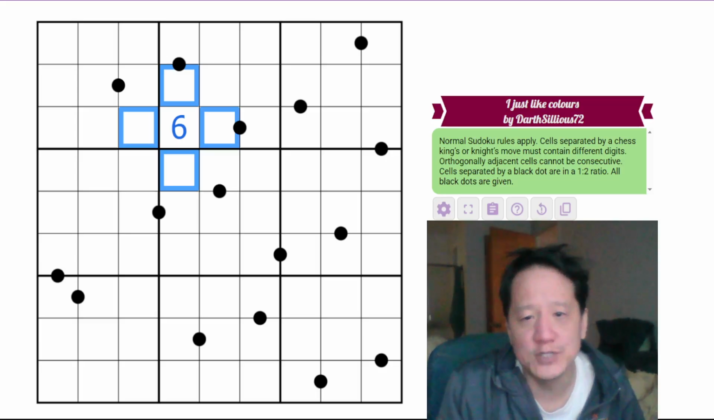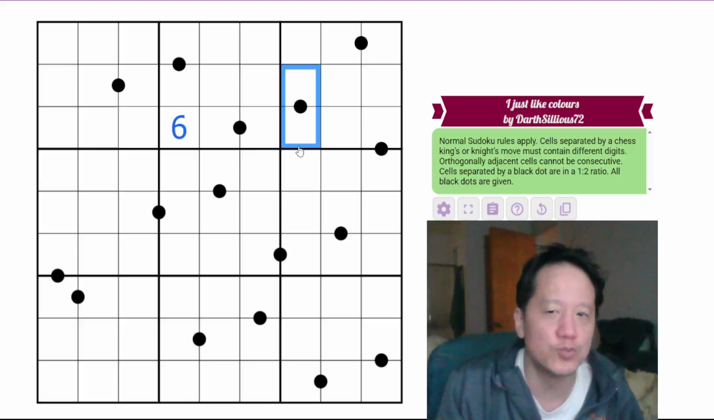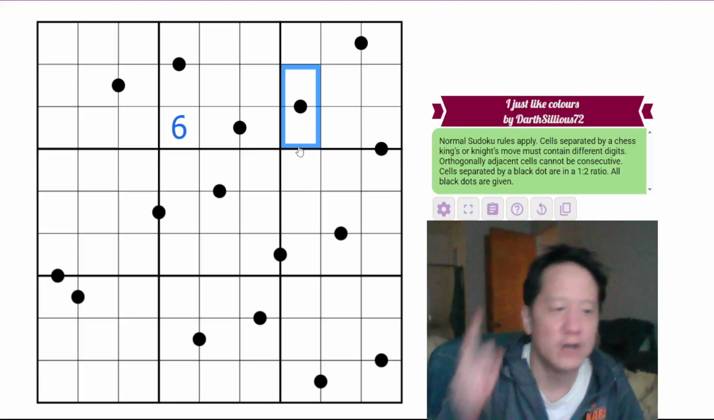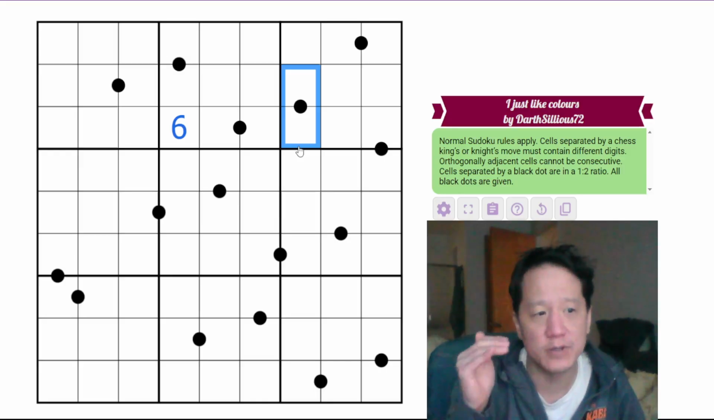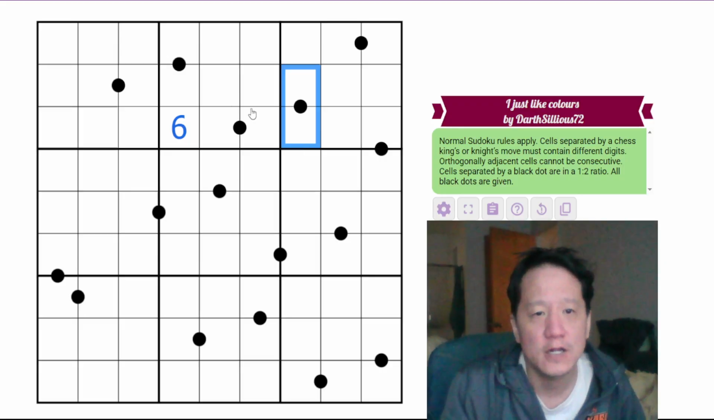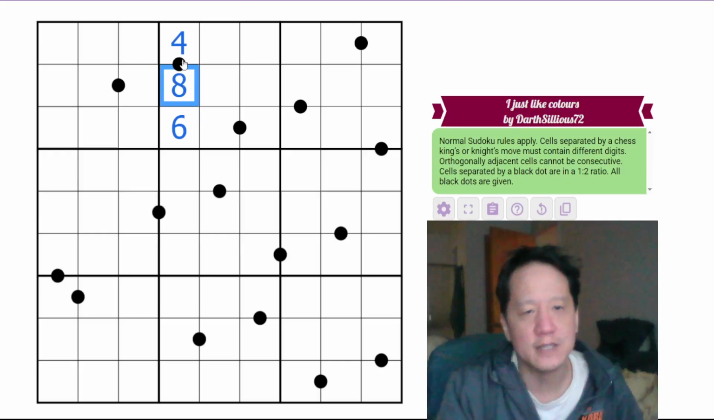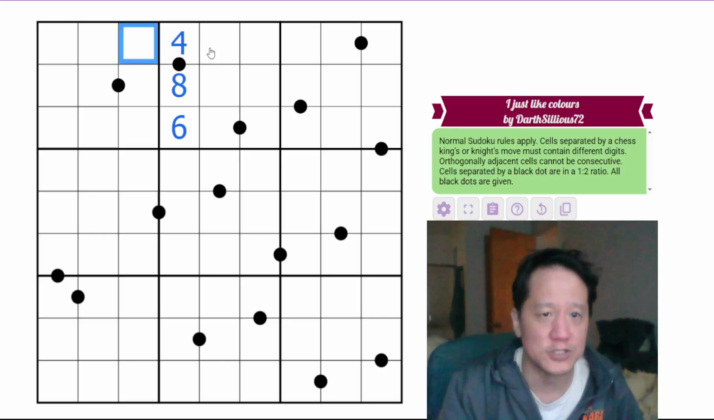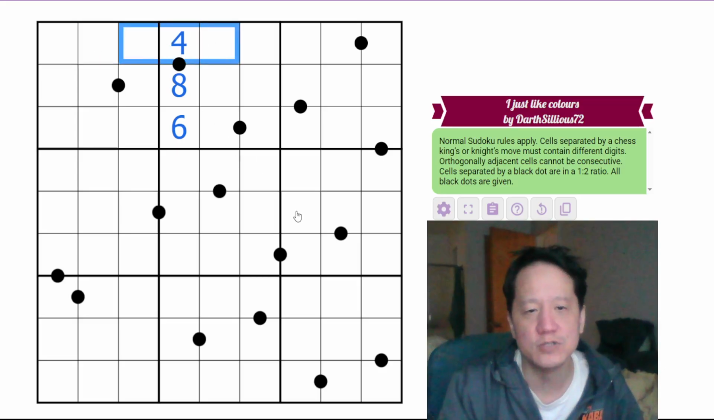Anyways, the last rule is cells separated by a black dot are in a 1:2 ratio. And all black dots are given, so we have the negative constraint. These are typically known as black Kropke dots. So for example, say we had a 4 here. This would guarantee that this digit must be 2 or 8 to maintain the 1:2 ratio between them. It would also mean that these digits here cannot be 2 or 8 because there is no black dot between those digits.